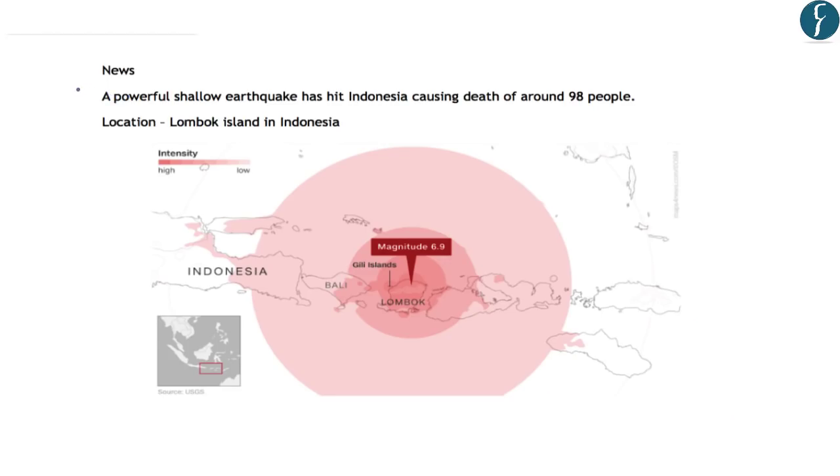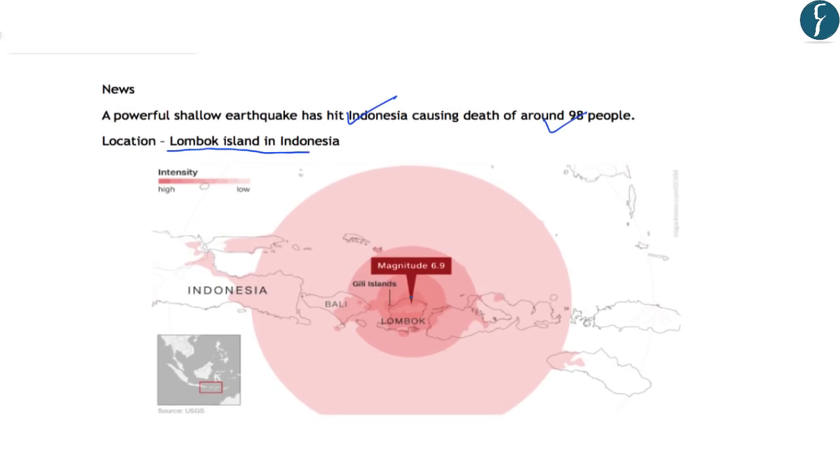Now regarding the news, it has been in news for past 2-3 days. And it is related to a powerful earthquake that has hit Indonesia and it has caused death of around 98 people. Now regarding the location of this earthquake or the focus of this earthquake, it is in Lombok Island in Indonesia. This can be seen in the map here and it is adjacent to the main island of Indonesia, that is Bali. So this location is important for us from prelims point of view.